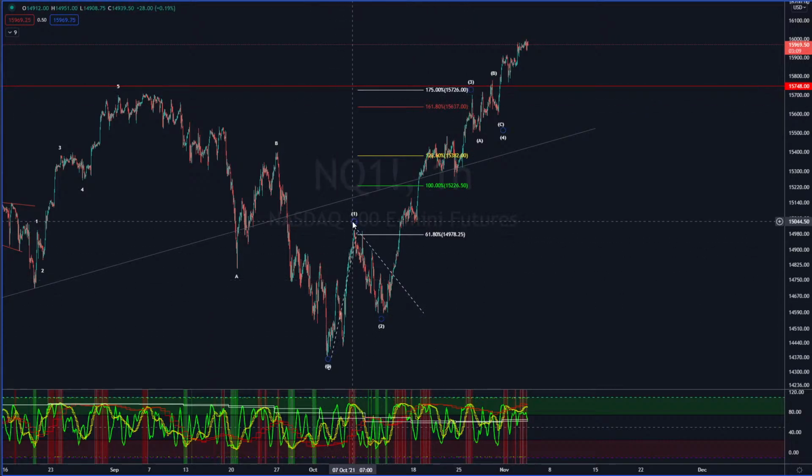It looks like kind of a correction into an ending diagonal or leading diagonal. So from there, I see we've got a 1, and then we go back down here for the 2, and then we hit this target up here. You know, we had some resistance there, which we would expect to see. It's not uncommon for us to see some resistance between the 1618 and the 175. And from there, I think we go higher.